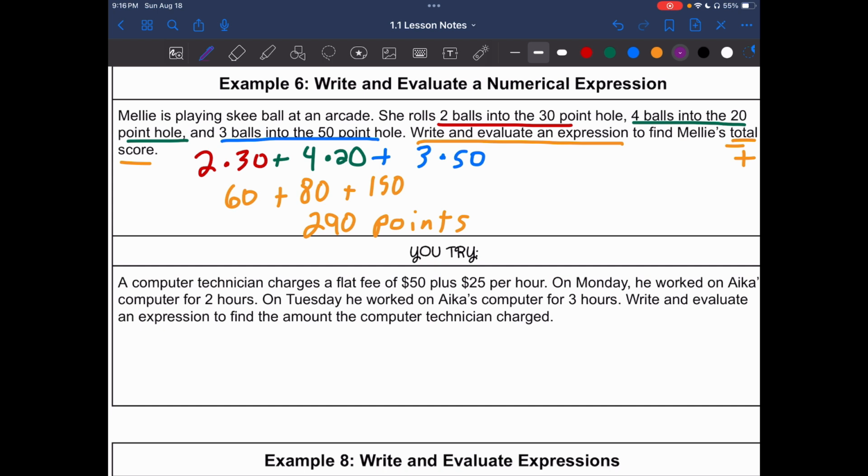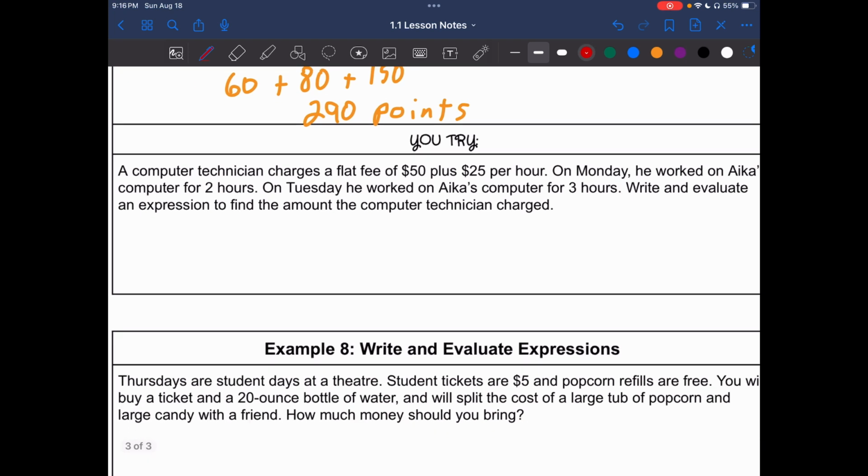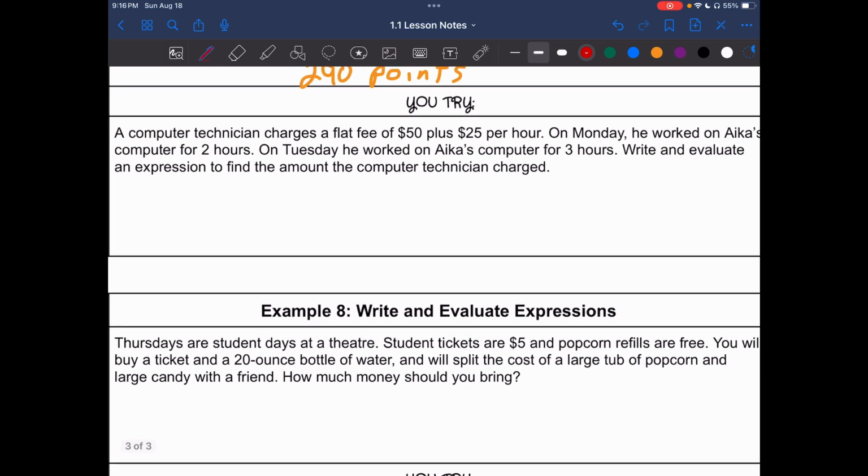Okay, so now we have a you-try problem of the same kind of concept. I want you guys to try it, pause the video, and then when you are done, come back and check your work against mine. All right, so our second problem here, we have a computer technician charges a flat fee of $50 plus $25 per hour. On Monday, he worked on Ika's computer for 2 hours. On Tuesday, he worked on Ika's computer for 3 hours. Write and evaluate an expression to find out the amount the computer technician charged.